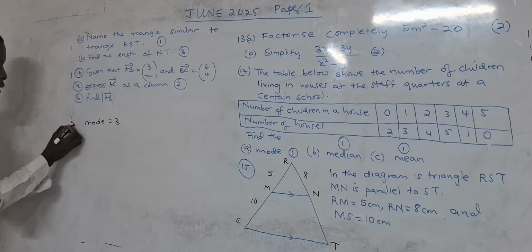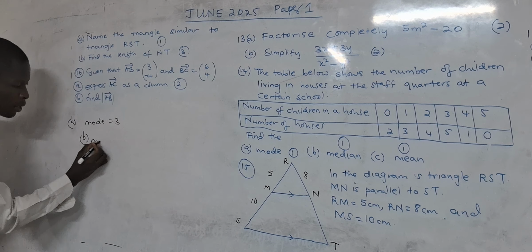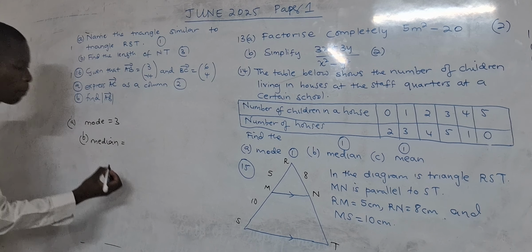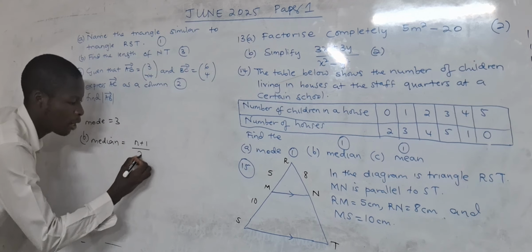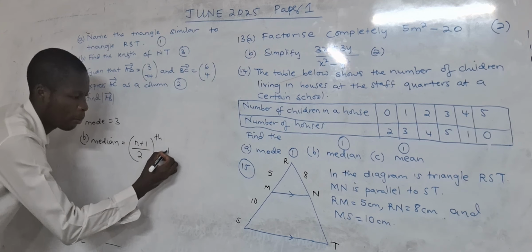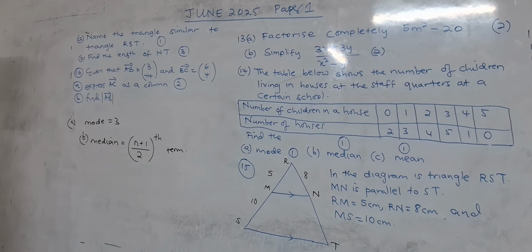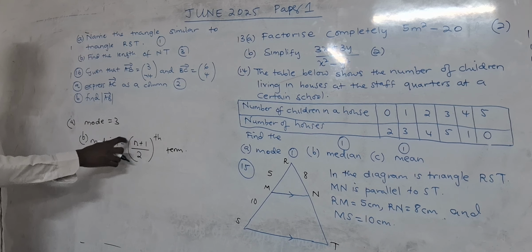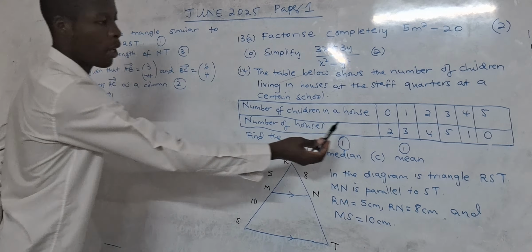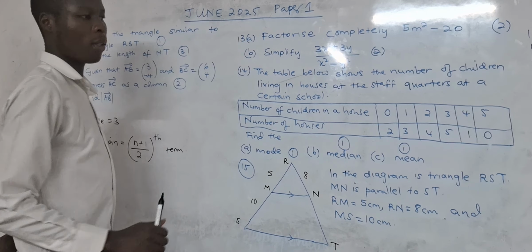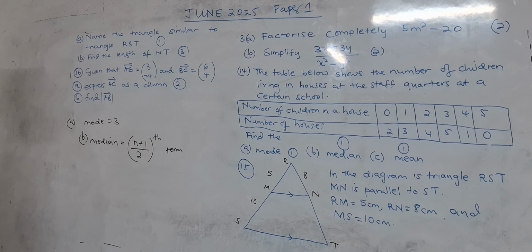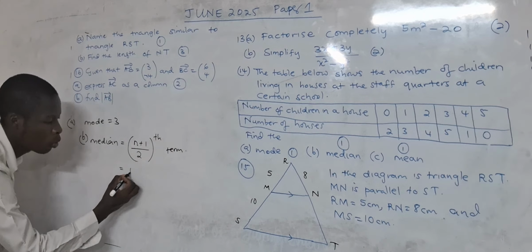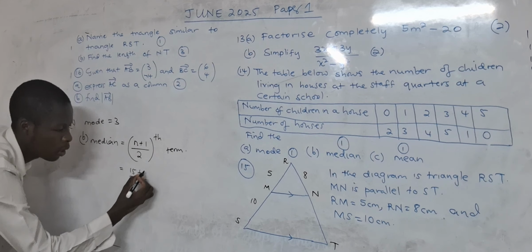Now we want to find out the median. The median is the mid term. So the median is given by n plus 1 divided by 2 term, where n is the total number of houses, this is the frequency. So you find the number of houses: 2 plus 3 is 5, plus 5 is 10, plus 4 is 14, plus 1, plus 0. This is 15. So this is equal to 15 plus 1 divided by 2.